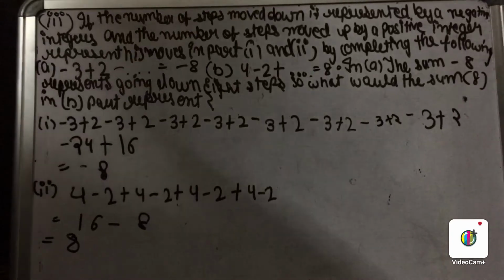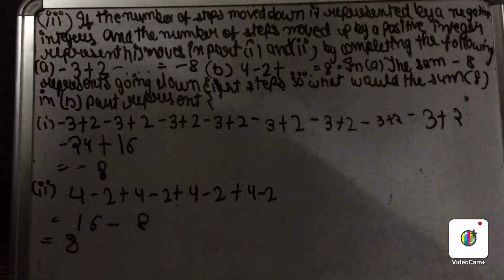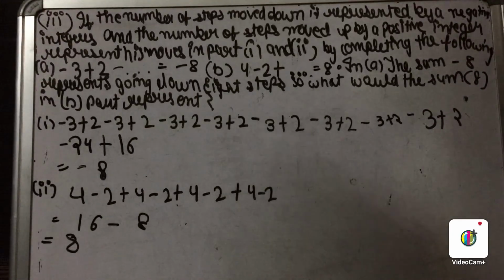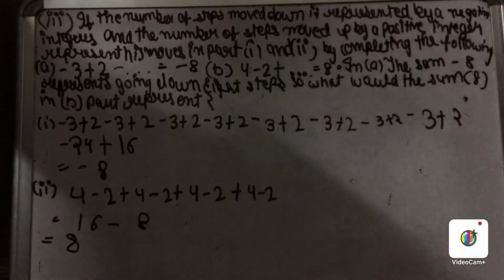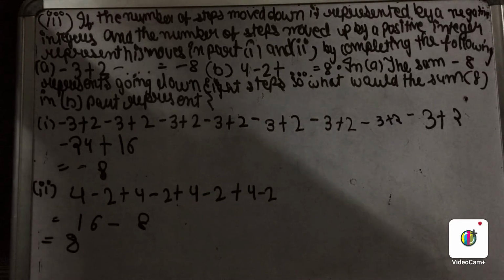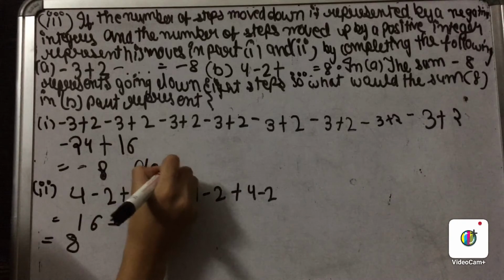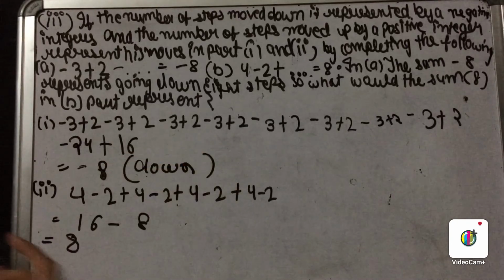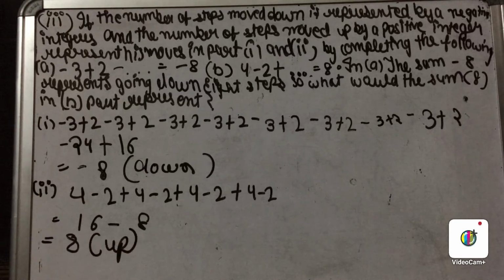Actually not really solved. We have got here minus 8 and we have got here 8. So now our A and B parts are solved, but the thing that is left is, what does the B part represent? Our first part was representing going down by 8 steps. So we will write here down. Now, what would our part B represent? Our part B would represent going up by 8 steps. So it would be up.